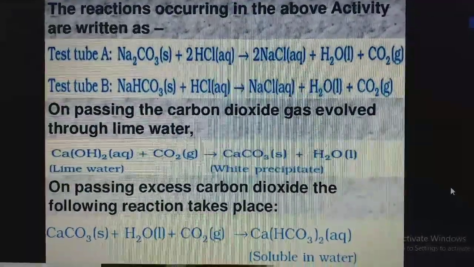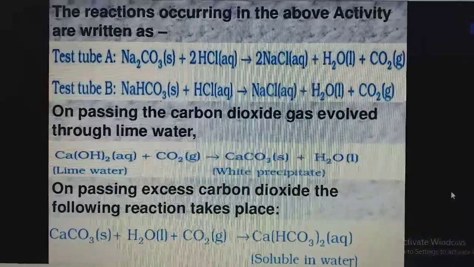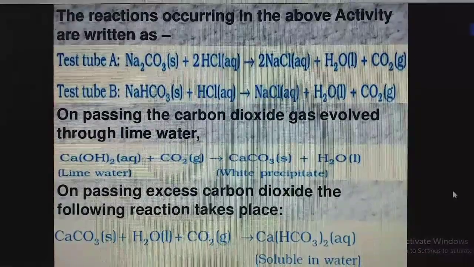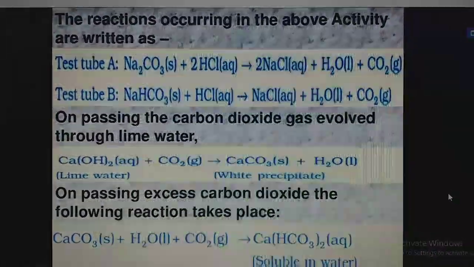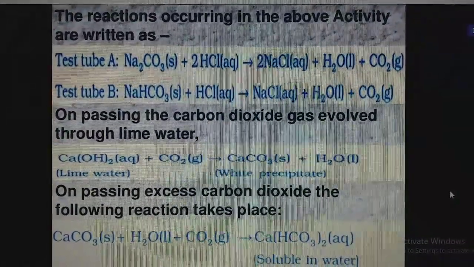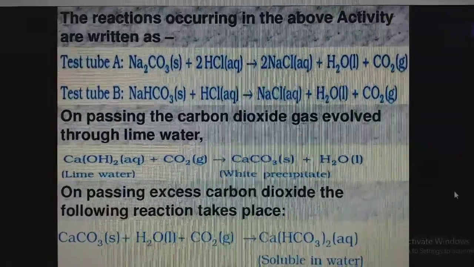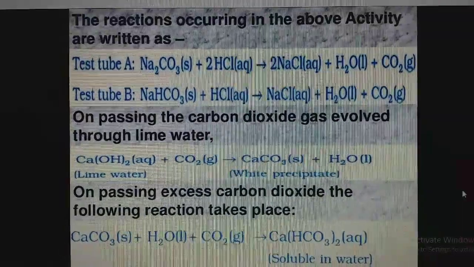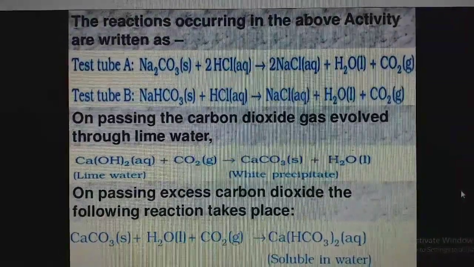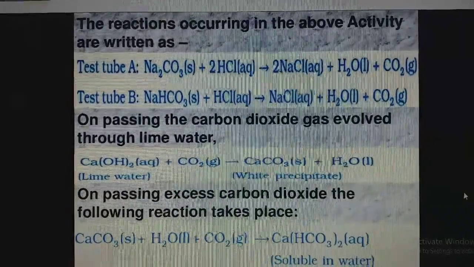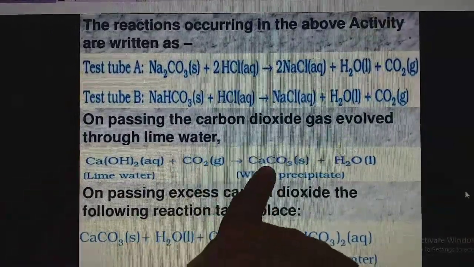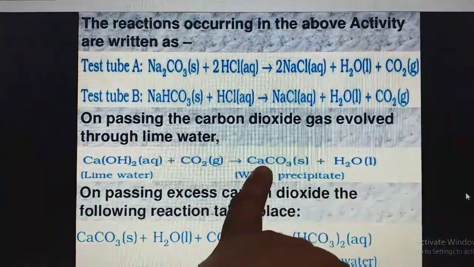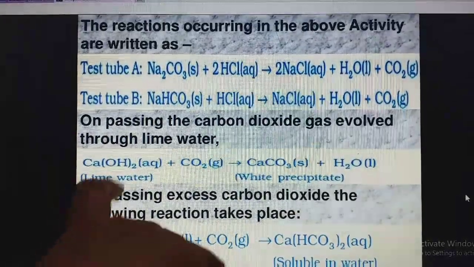The reactions occurring in the above activity are written as sodium carbonate Na2CO3 plus 2HCl gives 2NaCl plus water plus carbon dioxide gas. In the second test tube, in the same manner, you can take sodium bicarbonate plus HCl, you get sodium chloride plus water plus carbon dioxide. And how will you test carbon dioxide? On passing the carbon dioxide gas through lime water, that is Ca(OH)2 plus carbon dioxide, you get a white precipitate, that is milkiness, CaCO3 plus water. CaCO3 is calcium carbonate, and this is lime water.